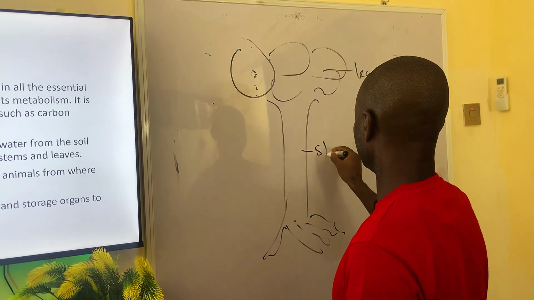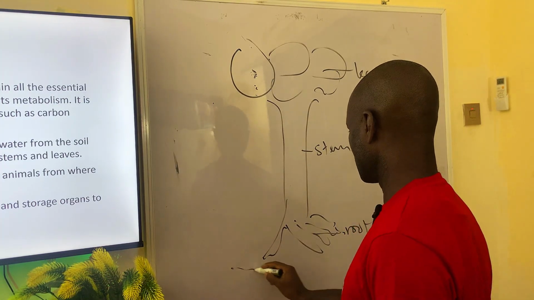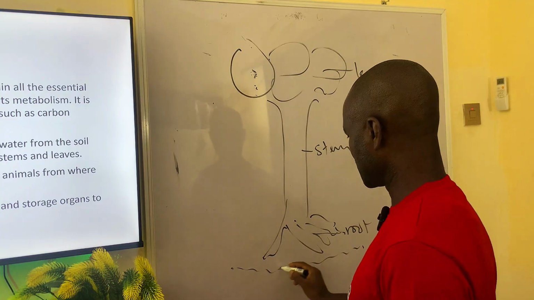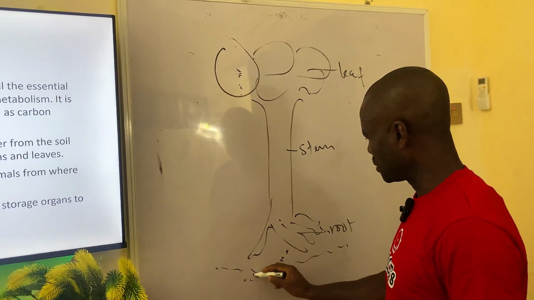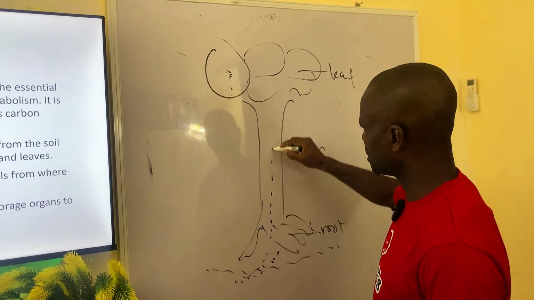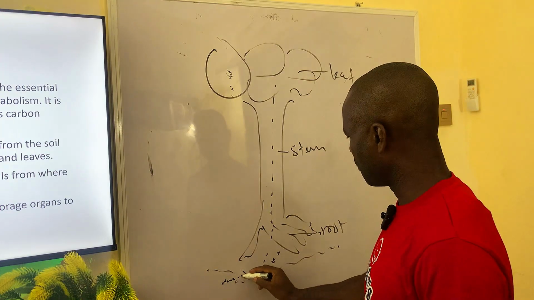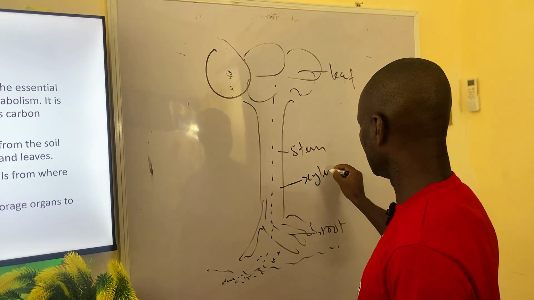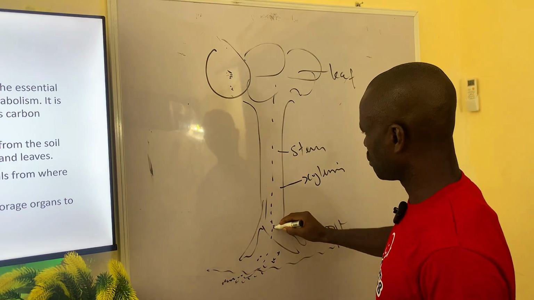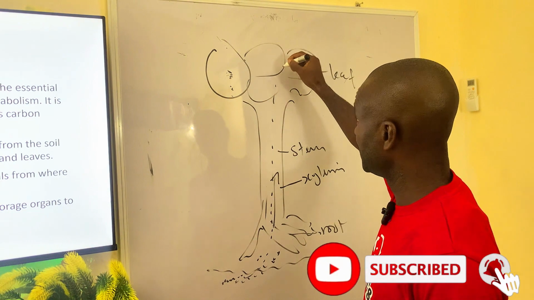This is the stem. This is the roots. So this is the water culture, which contains some dissolved mineral. So there's a need for this mineral nutrient to move from one point to the other. For instance, water is being moved through a vessel known as xylem. Xylem tissue conducts water up from the soil, down to the root, to the leaf.